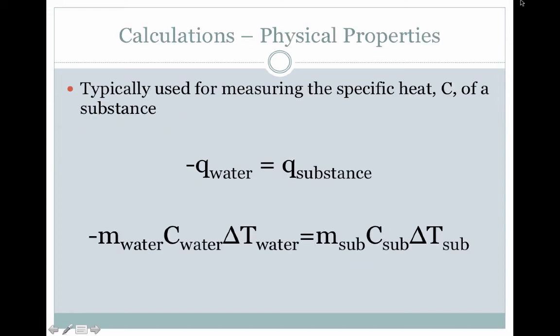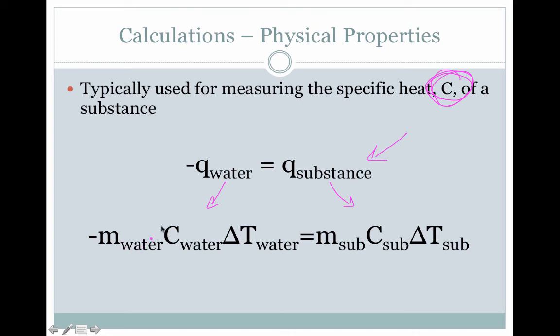So here's the example of talking about calculations for physical properties. These calculations are typically for measuring the specific heat of your sample. Again, we go back to our main premise for calorimetry, and this is really what calorimetry hinges around: the amount of heat that goes into the water must be the same as the amount of heat that came out of the substance, or vice versa. We can replace both Q statements in this scenario with the MC delta T equation.